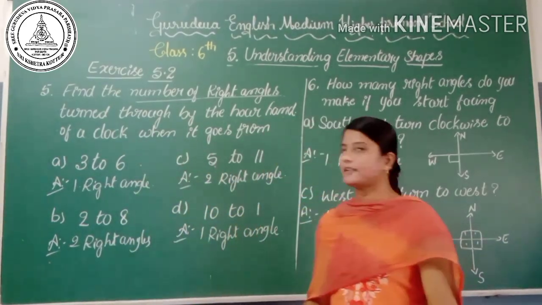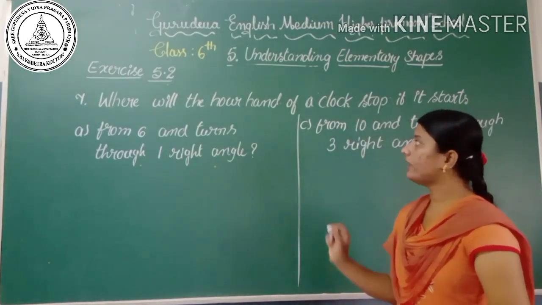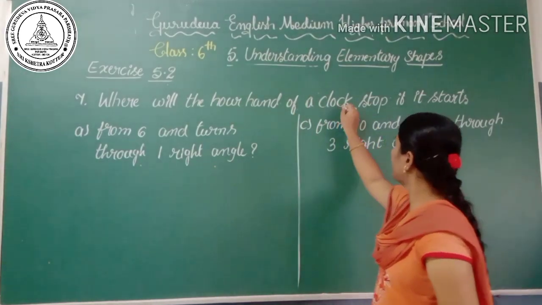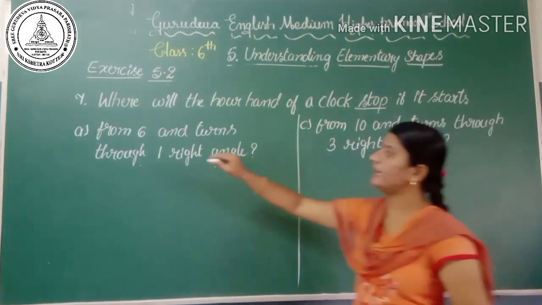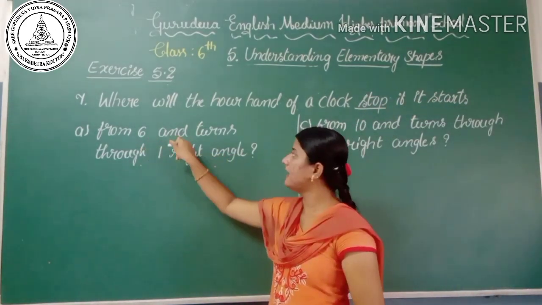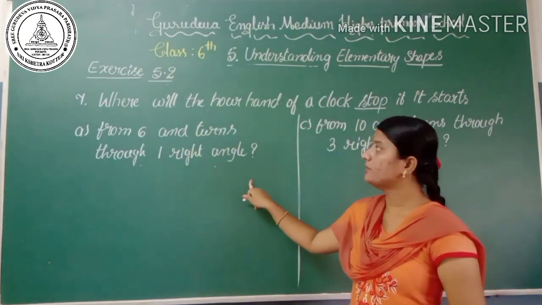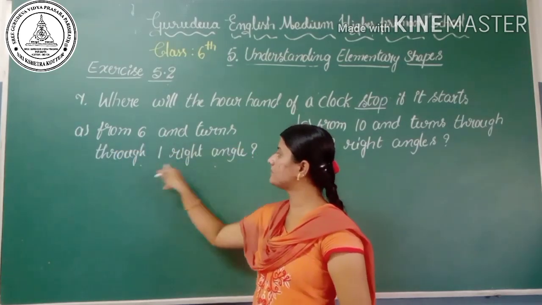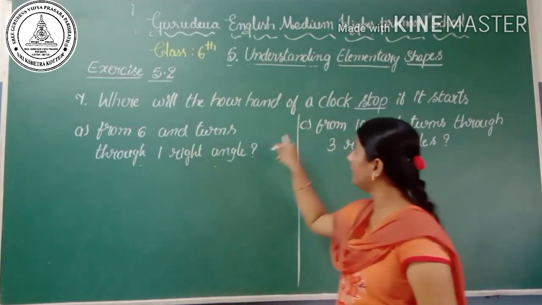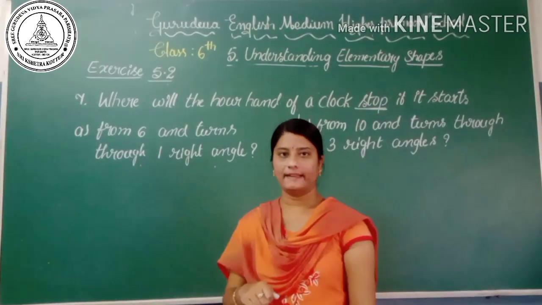Let's go to the seventh question. The seventh question is, where will the hour hand of a clock stop if it starts from 6 and turns through one right angle? So from the 6 it turns one right angle turn, and where will the hour hand stop? We have to write that answer.